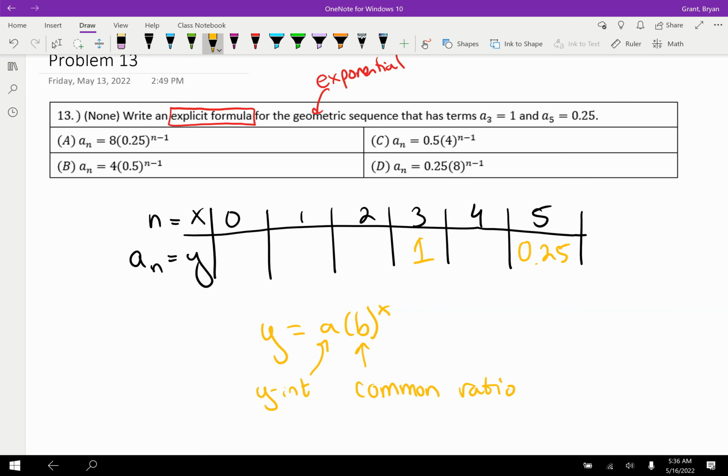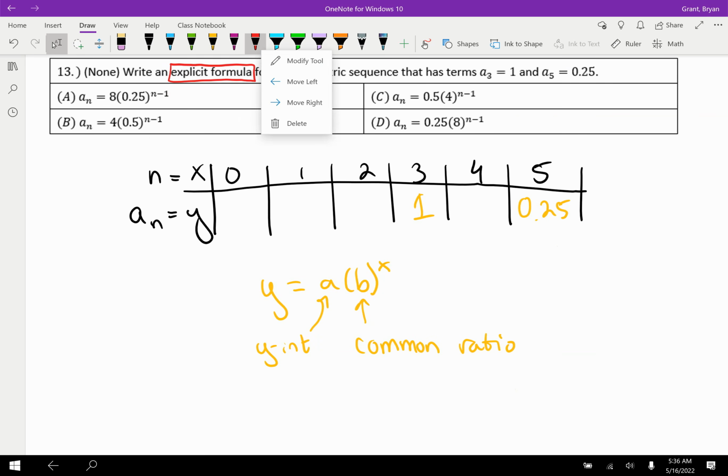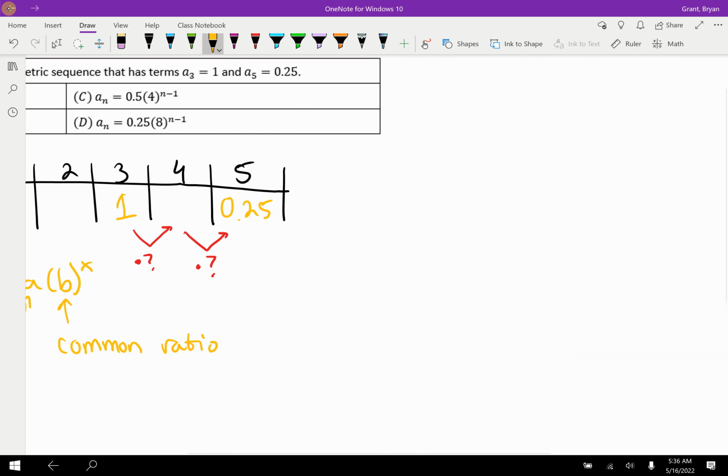So let's see if we can find that common ratio. Now, if we look at this, we know our common ratio is going to multiply by a number each time, and it has to be the same number. So if we call that number b, our common ratio, what's really going on here is we have 1 times b, and when we finish doing that, the answer is going to be 0.25. Right? If you multiply times b the first time, you get here, and then times b again equals 0.25.